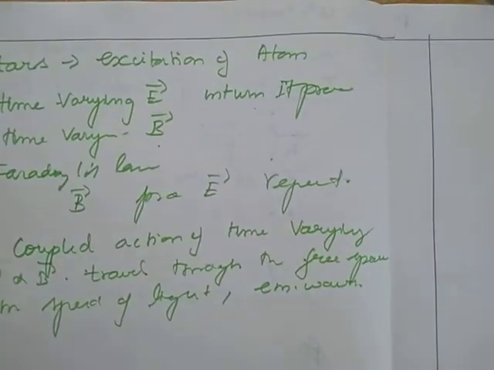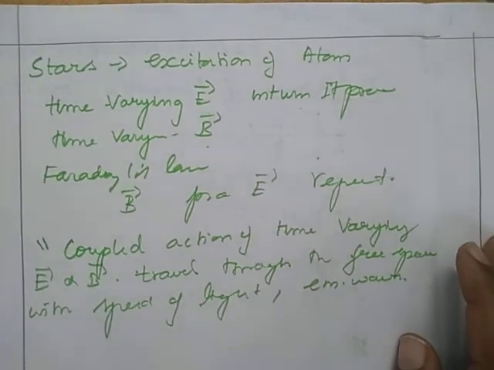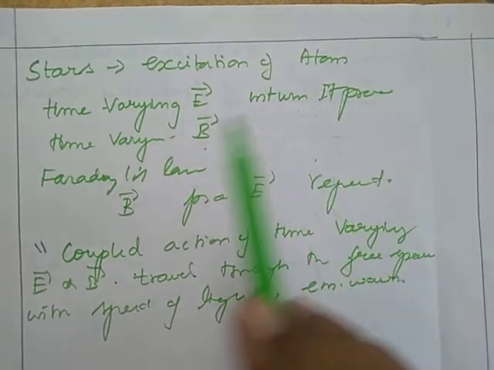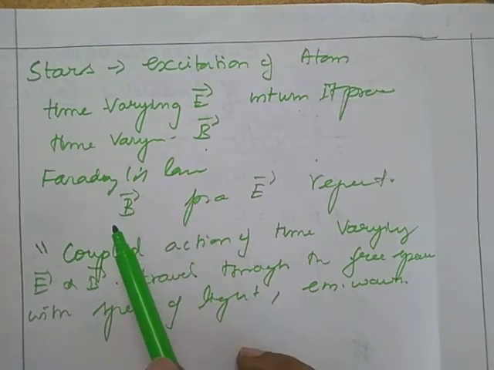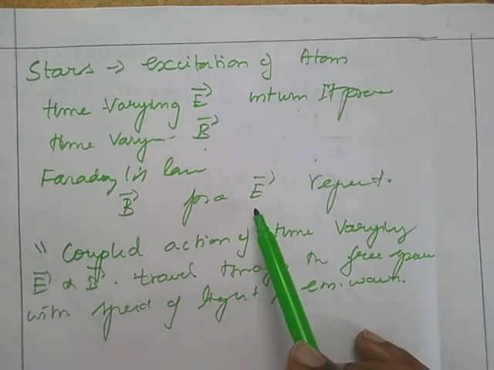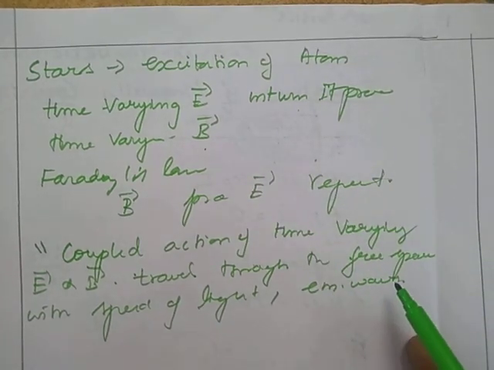Then we know that due to the excitation of atoms it produces a time varying electric field, which in turn produces a time varying magnetic field. By Faraday law we know the change in magnetic field produces a change in electric field. This process repeats, and this produces electromagnetic waves.